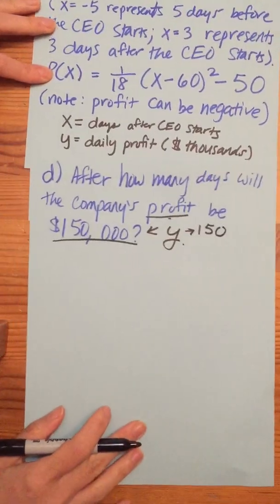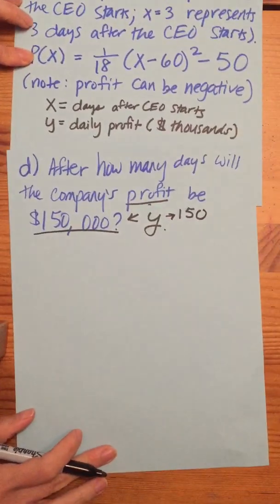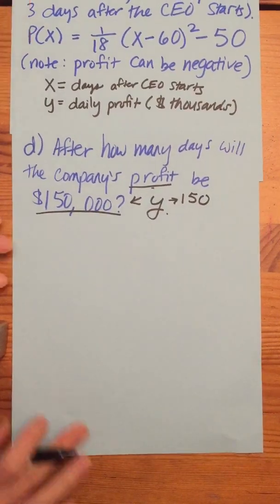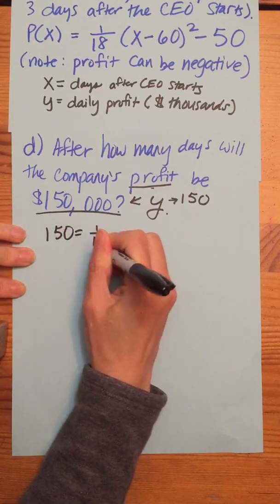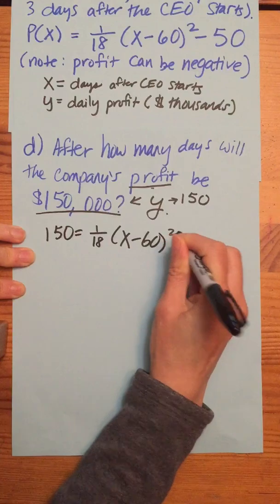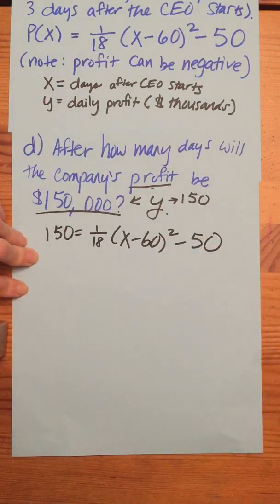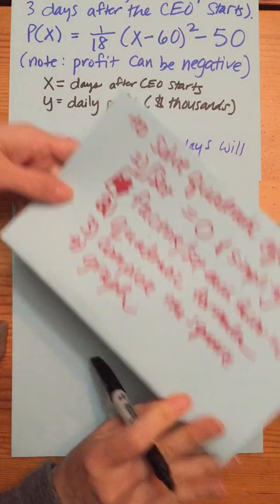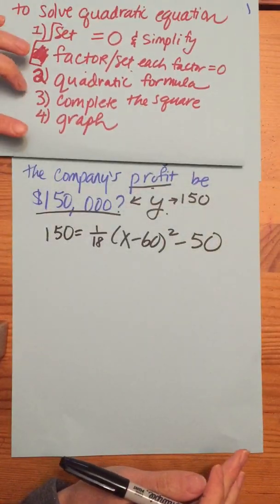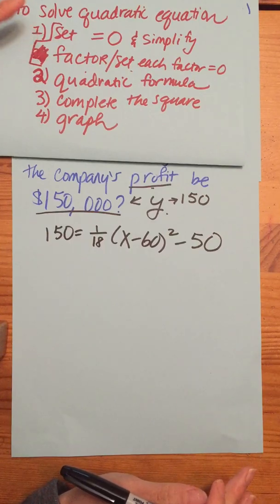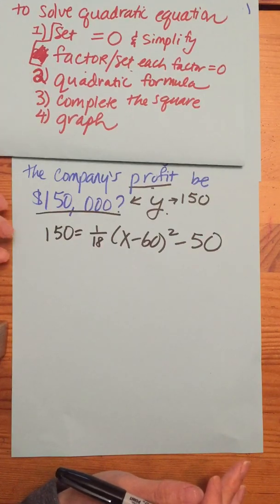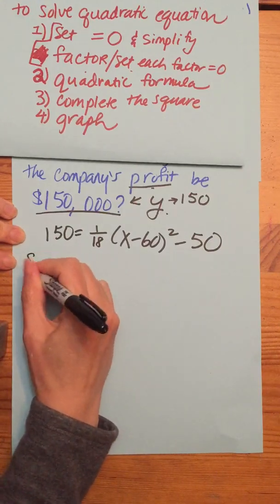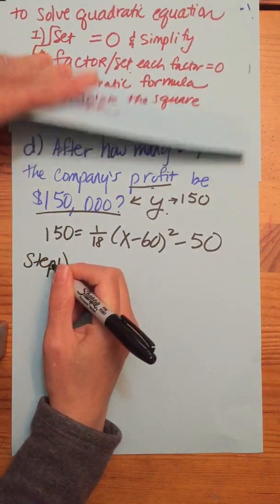Moving this up so that you can see what's going on here. We're going to write this equation with 150 for Y. So 150 equals 1/18 times (X minus 60) squared minus 50. We now have a quadratic equation. We've talked about in a previous segment that you can solve a quadratic equation four ways, and you can actually use any of the first three ways for this particular equation. But because we've already done completing the square and factoring on a previous one, I'm going to use the quadratic formula. So we're going to show you how to do this with the quadratic formula as requested.